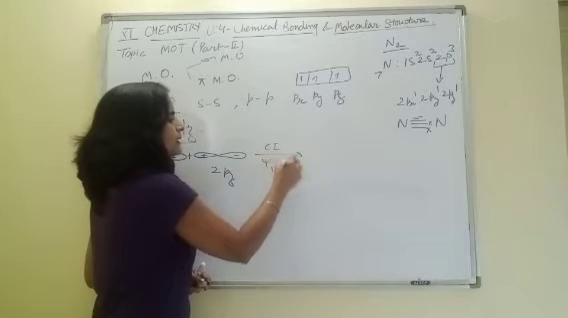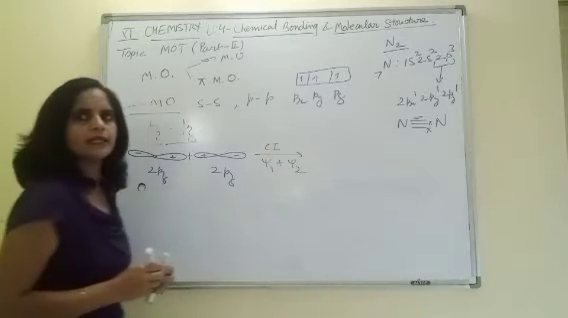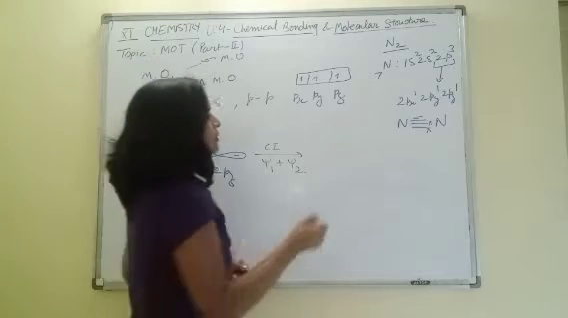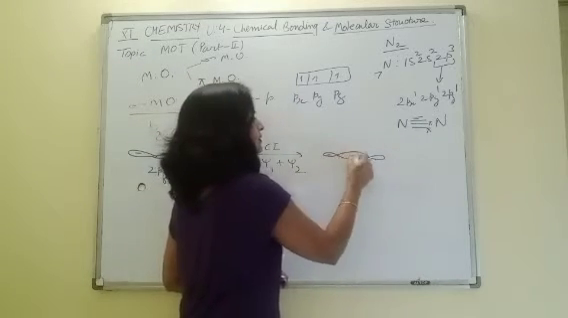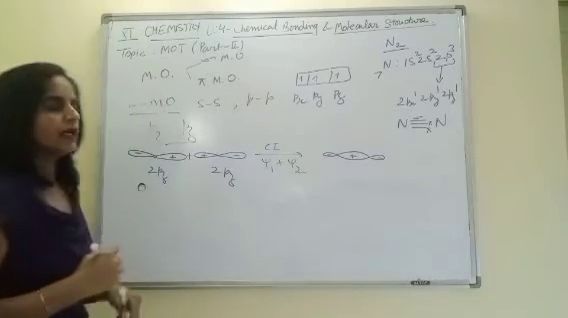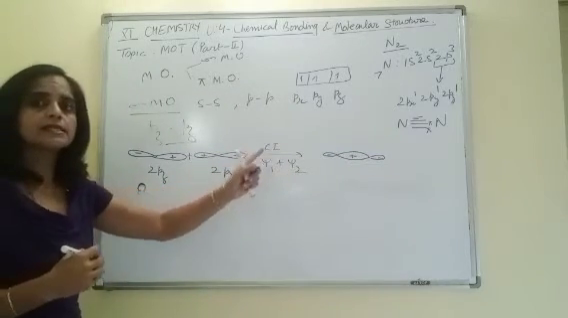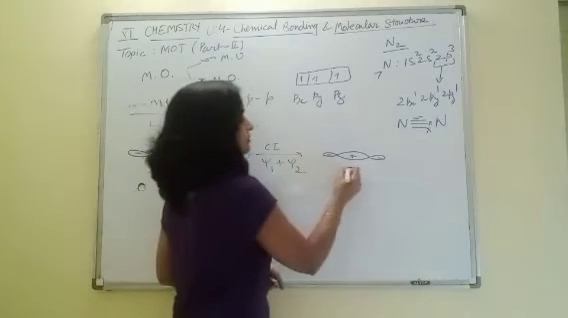Similarly, Xi1 plus Xi2, all of you can easily tell. Now the resulting molecular orbital will be shown in this way. That's it. And what do we call it? Sigma 2pz.